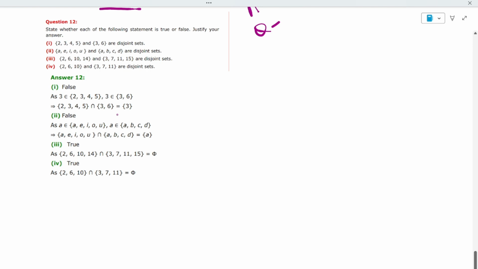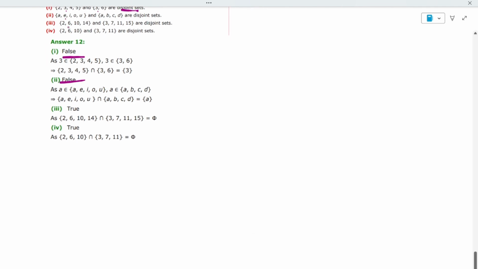Next question is the 12th, where we have to say whether it is disjoint or not. As we observed, disjoint means it should have the null set. When we are finding disjoint, you remember we will do the intersection and the intersection should be the null set. That means no common element should be there in both the sets. See, here we can observe that 3 and 3 are there. So the answer is false. Here also, because A is repeated here also.